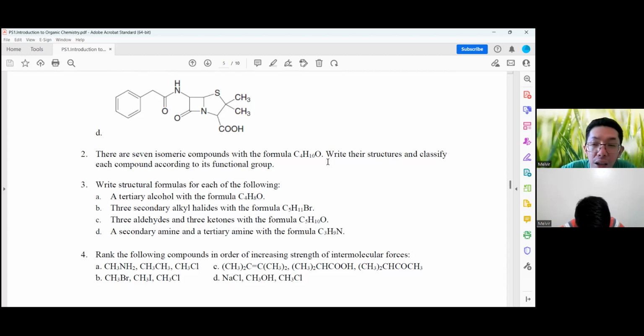That's for letter A. Then for letter B, you have 3 secondary alkyl halides with the formula C5H11Br. So when you have a secondary alkyl halide, it means the carbon connected to your bromine will be attached to 2 R groups also. Sa letter C naman, you have 3 aldehydes and 3 ketones. So 6 structures for the formula C5H10O. And then for letter D, a secondary amine and a tertiary amine. So I'm looking for 2 amine structures here for the formula C3H9N.